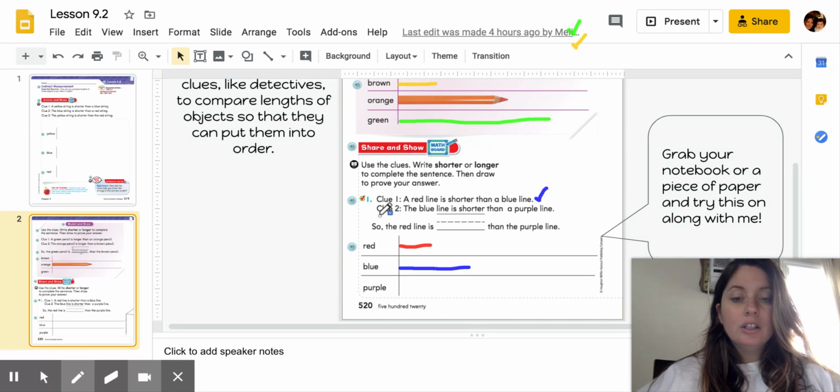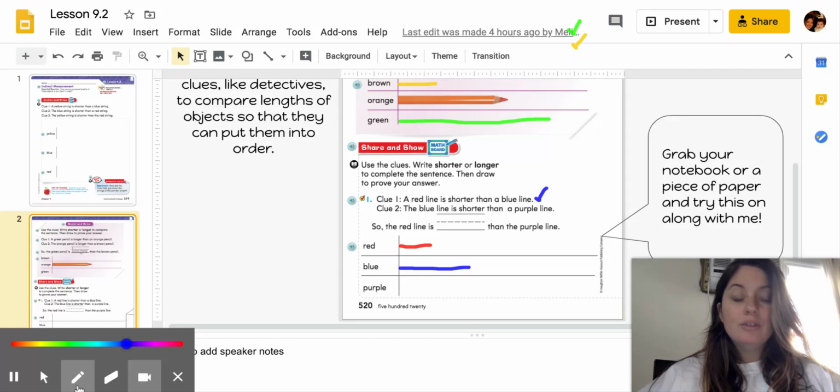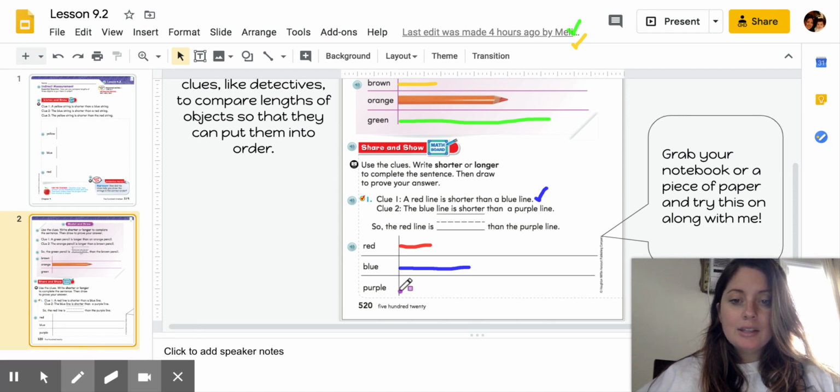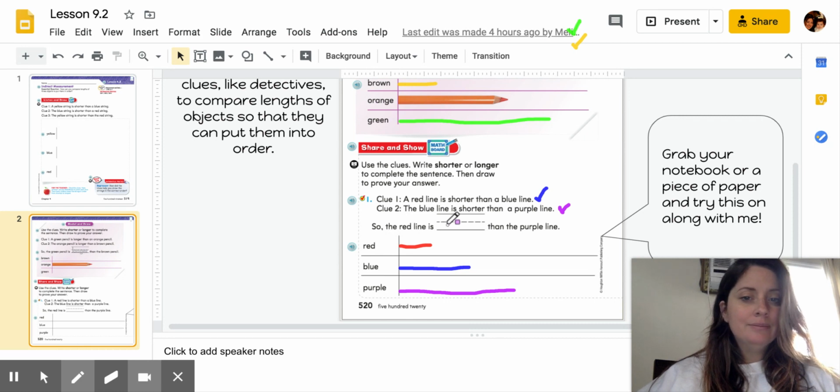Clue 2, the blue line is shorter than the purple line. So now I need to draw a purple line and make sure that I keep the blue one shorter than the purple. So let me click on my purple, and I'm going to draw out my purple line nice and long because I know that the blue line is shorter than the purple line, and that's what I did just here. Okay, I followed both clues. I hope you guys did too.